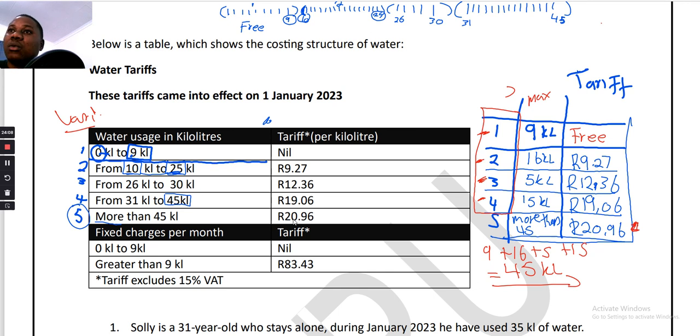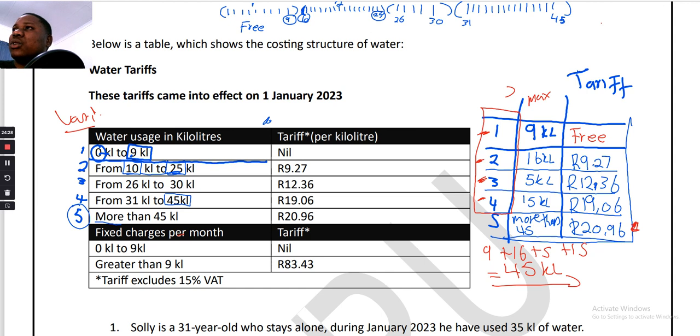But what are they saying? They're saying from 0 to 9 we don't charge you, meaning that if in a month you have used 8 kiloliters, you're not going to have a fixed charge for that month. Okay, but look at this. Who will qualify for that? Who can use this in a month?